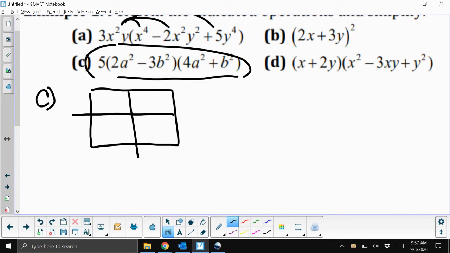2 by 2, and then we got 2a squared minus 3b squared, 4a squared plus b squared. So now let's go through and see what we got.